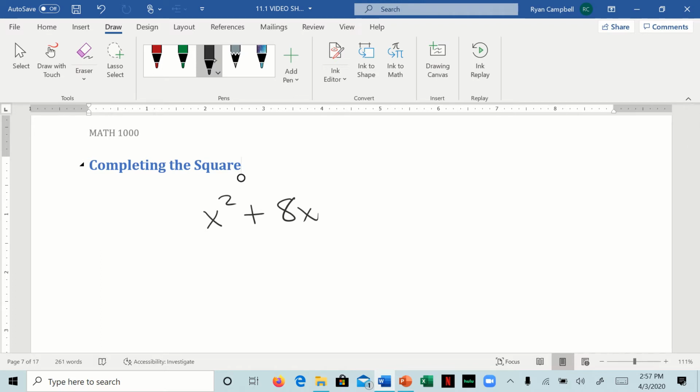So basically what we're saying is, what could you add to this to make it a square? It would be x plus something squared, right? Well, let's call this something m. So x plus m squared is going to be what? What would we have to add to make this, when we factor it, a square?